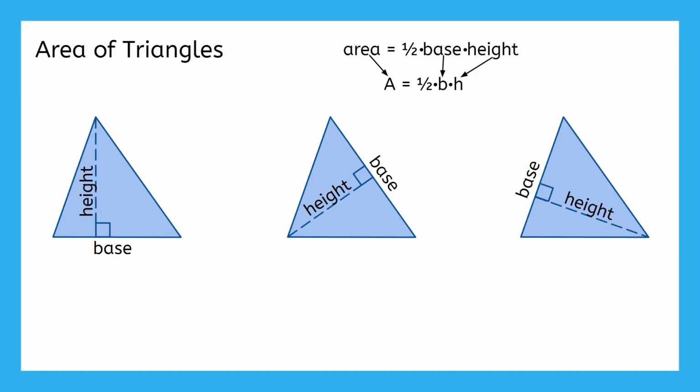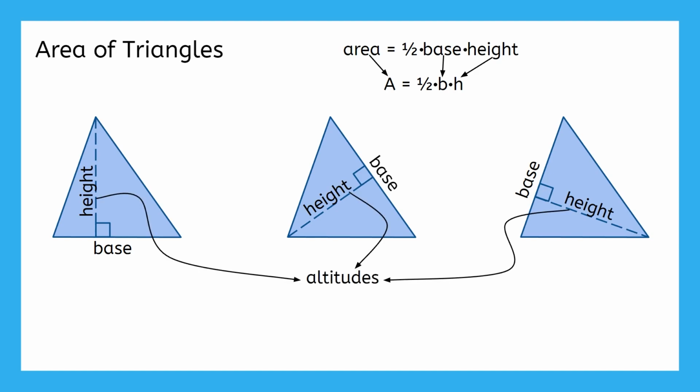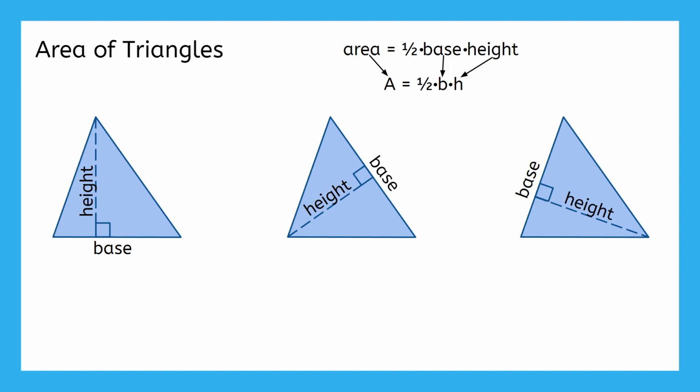You might recognize these heights from back in our triangles unit. Another term for these lines is altitudes. If you think back to your triangles unit, you might remember that the location of an altitude, or height, is different depending on the triangle's angles.